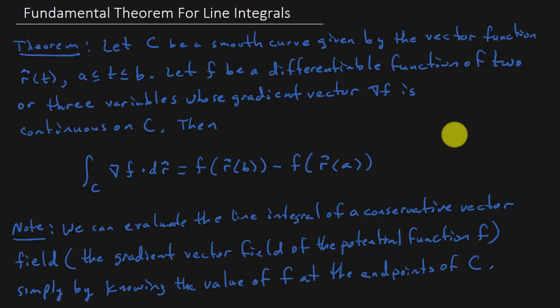So we have a theorem here. It says let C be a smooth curve given by the vector function r of t, where t is between a and b. Let f be a differentiable function of 2 or 3 variables whose gradient vector is continuous on C. Then the integral over the curve C, the gradient of f dot dr, is equal to f of r(b) minus f of r(a).